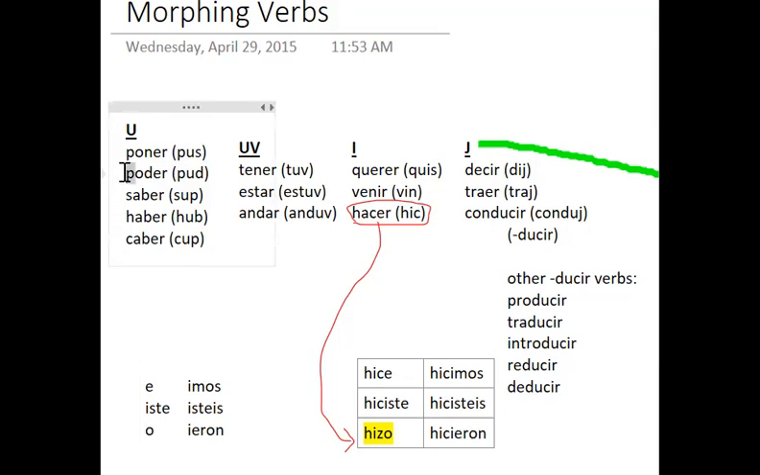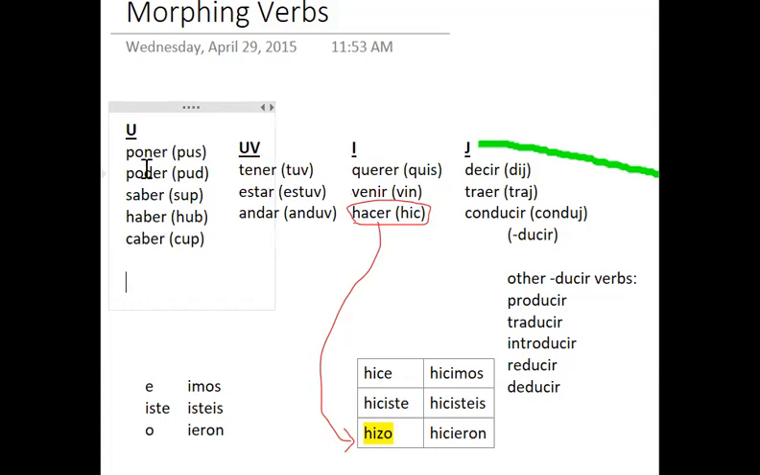Poder, right here, that stem is going to become P-U-D. That pud is going to be the stem for every conjugation. Saber, you can see the pattern here. We're going to have the S-U-P, sup, haber, hub, caber, cup. So we have these stems that are kind of weird, right?